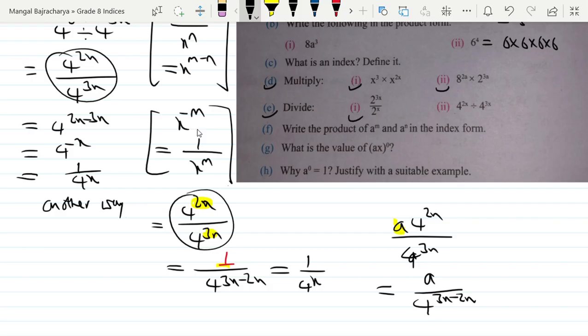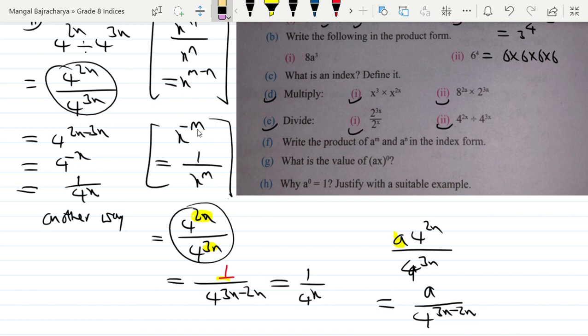Right, so I made it clear with number E. And now we go with number F. Here in F, what does it say? Write the product of a power m and a power n in index form. We have already discussed this: a power m into a power n, where a dot is also used for symbolizing the product, gives a power m plus n. If terms are getting multiplied with the same base, the powers will be added, so we say the same here.